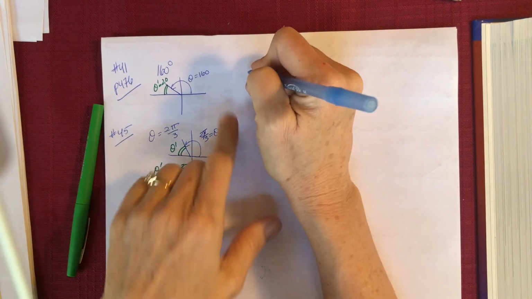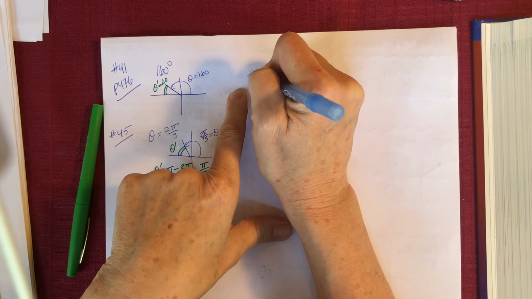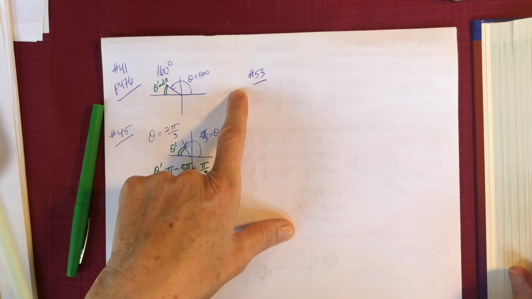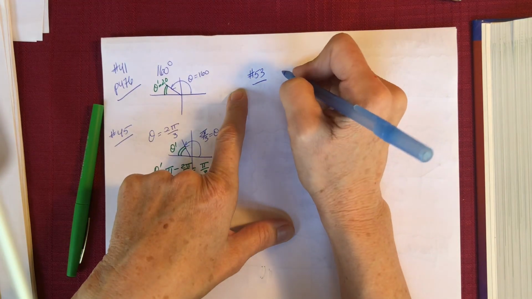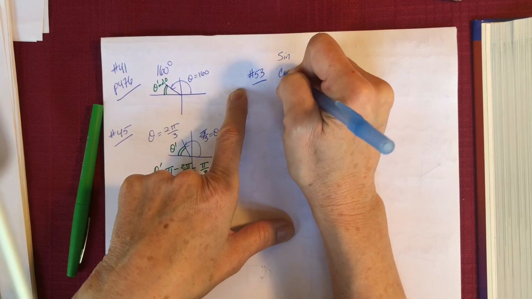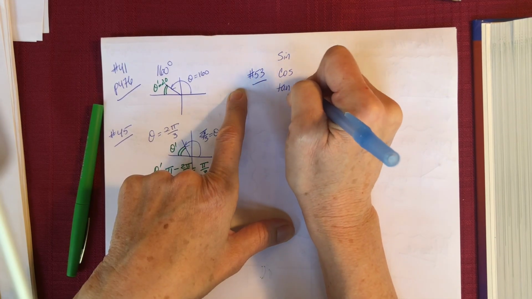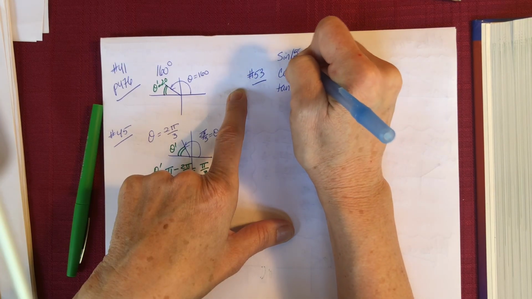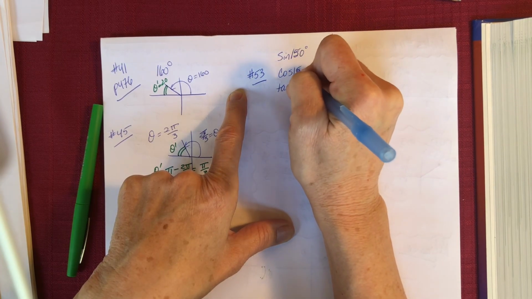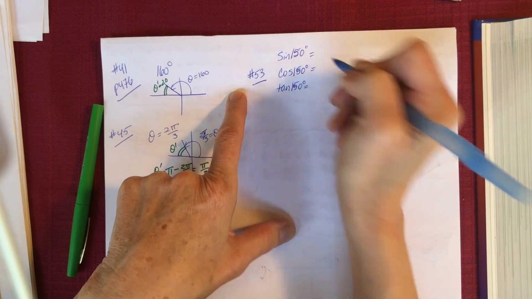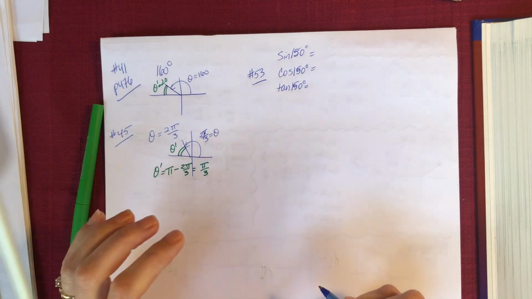One last one today. We're going to work on number 53 here. Number 53 says, evaluate the sine, cosine, and tangent of the angle without using a calculator. So I want to know the sine, cosine, and tangent of, let's see, 150-degree angle. Okay, 150-degree angle. All right. Let's see what this is going to look like. All right. So 150 degrees.